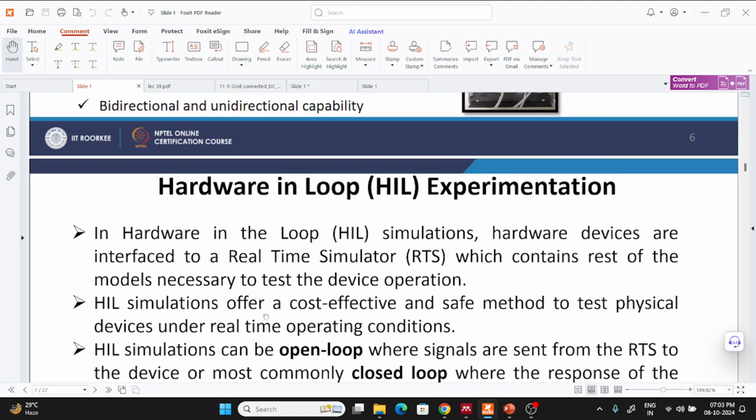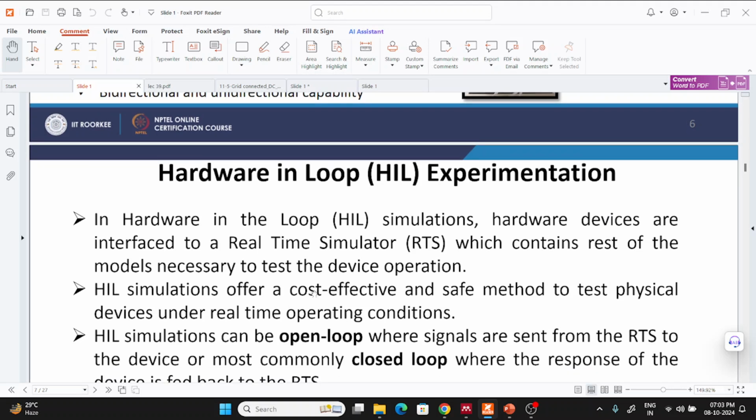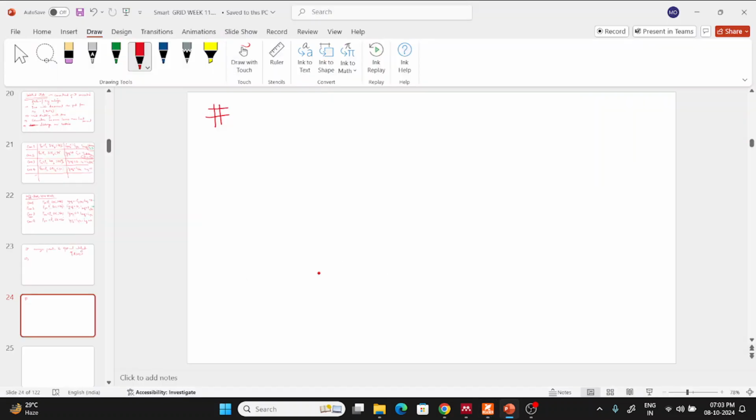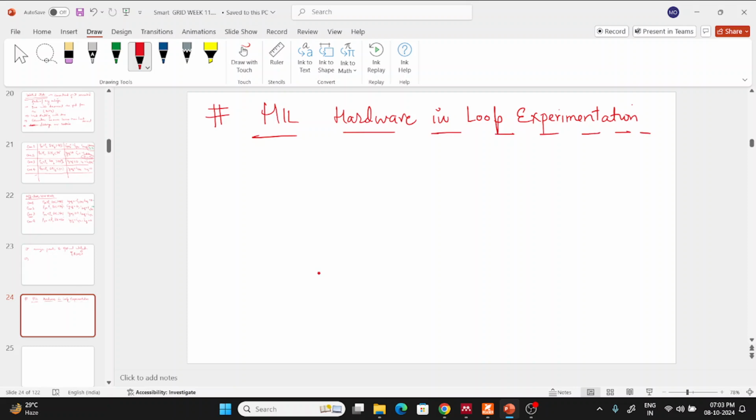It also offers... I will write it down over here so you can easily understand this. What is HIL? It is hardware in loop experimentation. I'm writing it down here so that you can take these notes. It will help in your examination also.